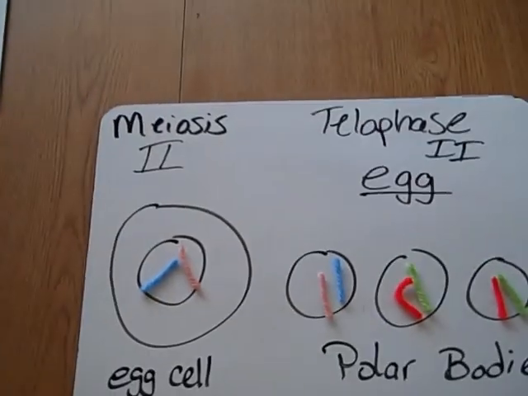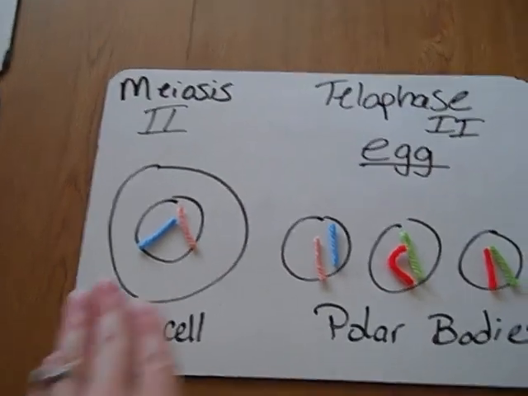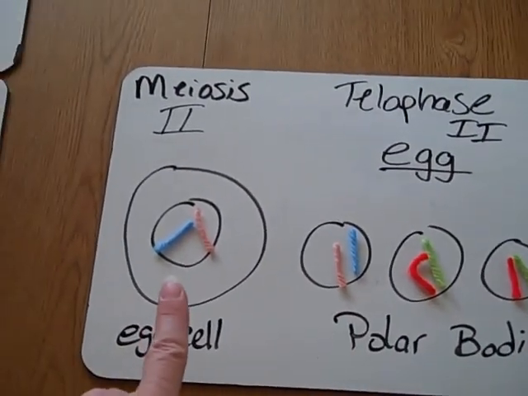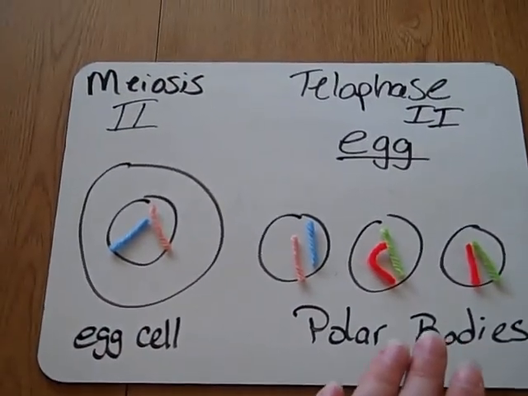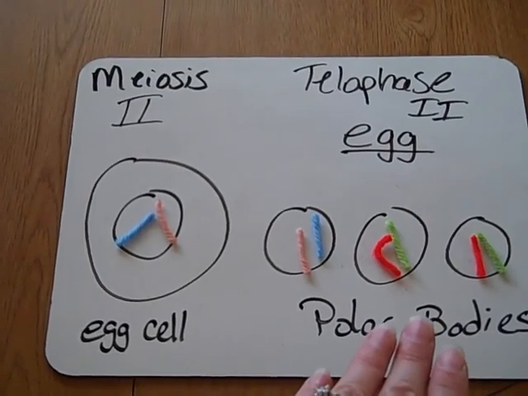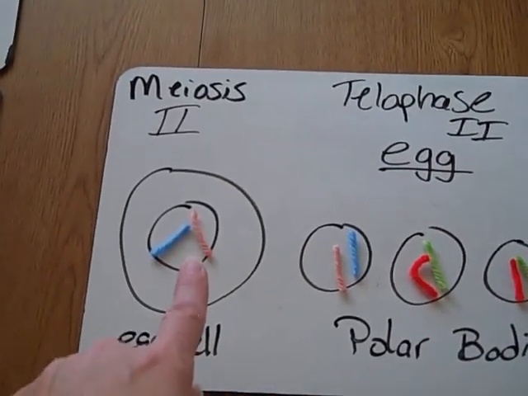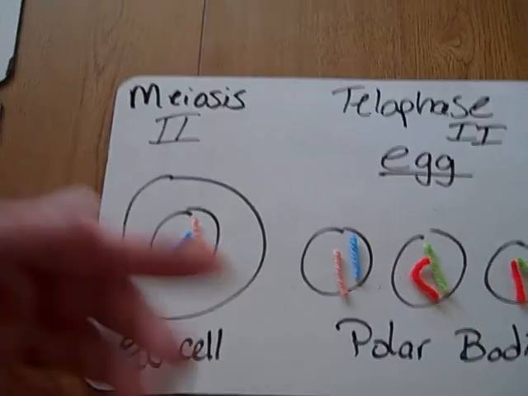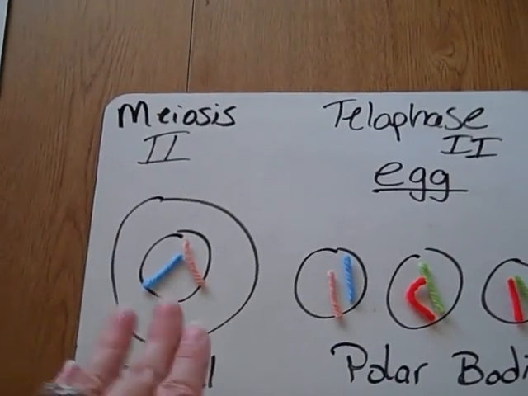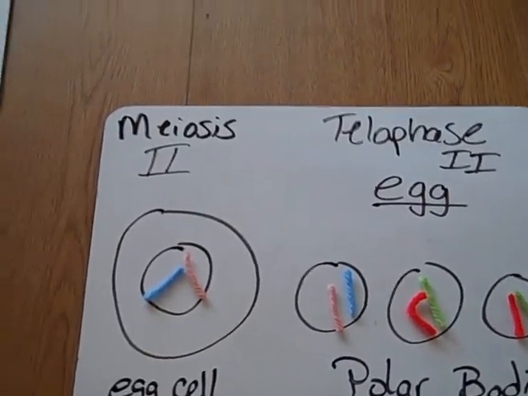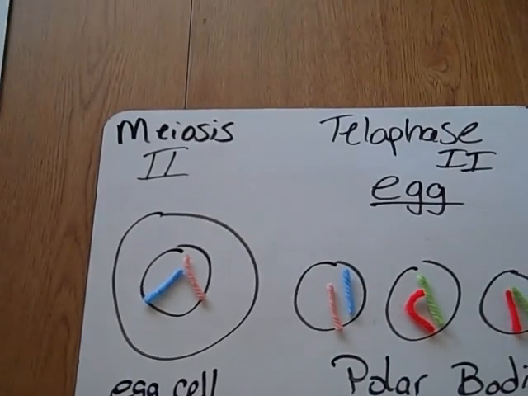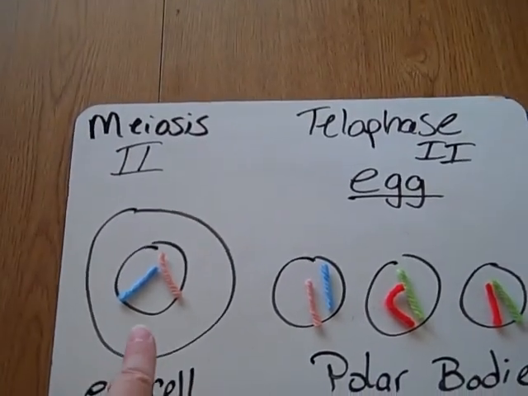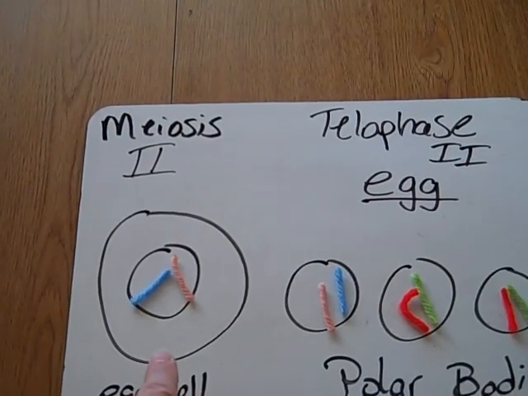If you're a female, at the end of meiosis, you end up with 4 cells. However, only 1 turns into an egg cell. The other 3 will disintegrate and be reabsorbed into your body. But notice that you have half the number of chromosomes from what we started. We started with 4 in this example. We ended up with 2 chromosomes. If you were a human female, we would have started with 46 chromosomes, and at the end you would have ended up with an egg cell that had 23 chromosomes.